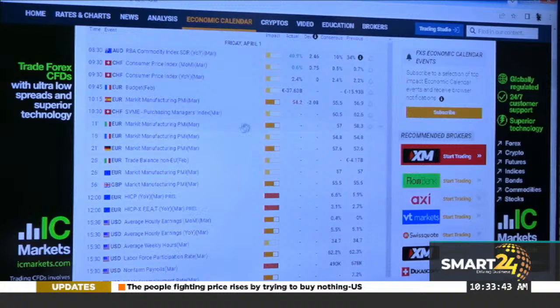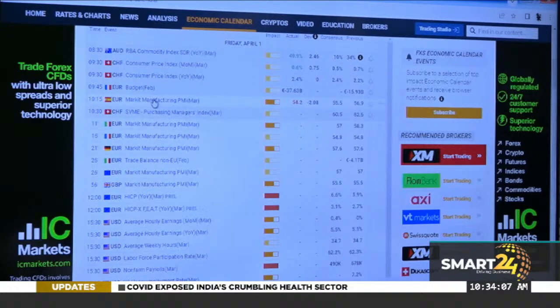So previous figure there is 58.3 and the expected figure is 57. But these figures are all above 50, which is good for the euro. So these market events, they always have, the good figures are above 50. The bad figures are below 50.